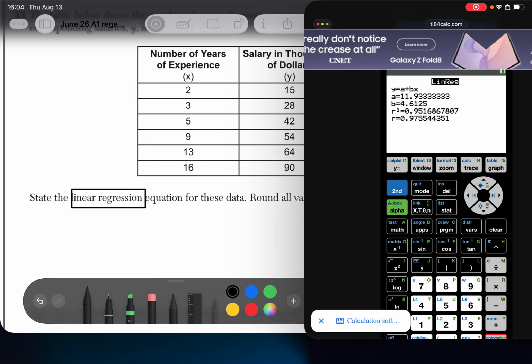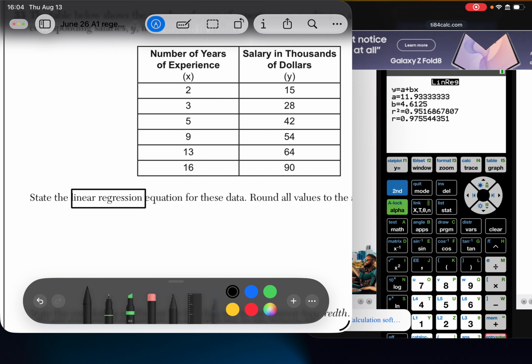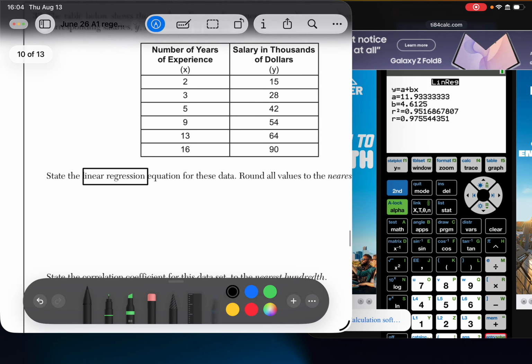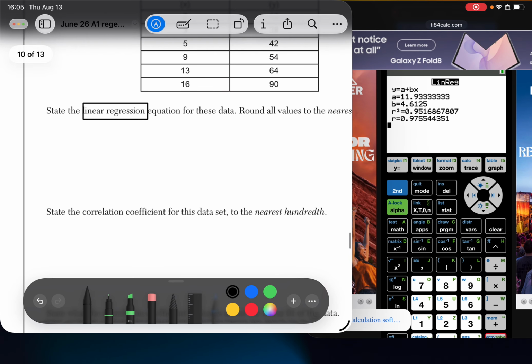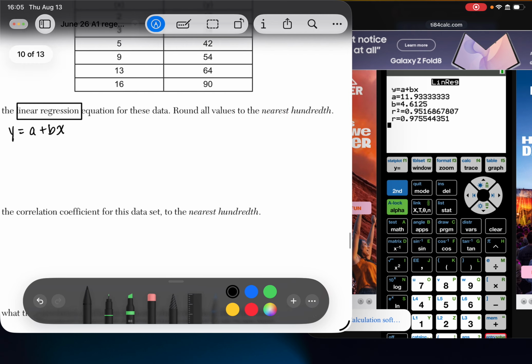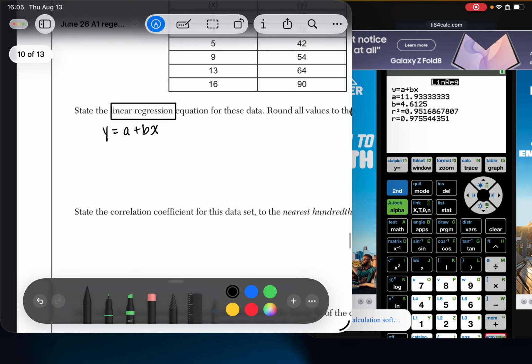In cases like these, we do not need r squared. And then in this part of the problem, we do not need r. We will need that for part b of this, though. So we have our equation, which is y equals a plus bx. So we're just going to plug in those values. But typically, it wants you to round to the 100th place, which is the case here.